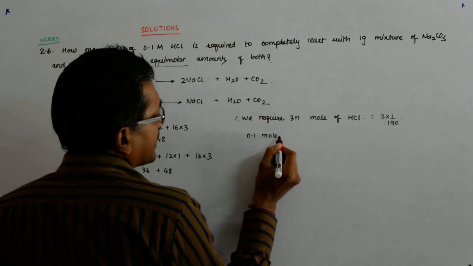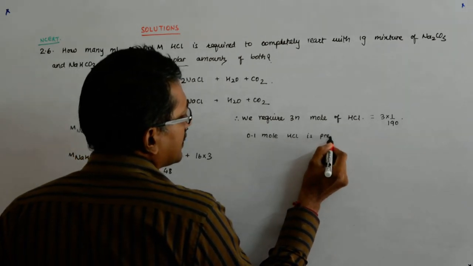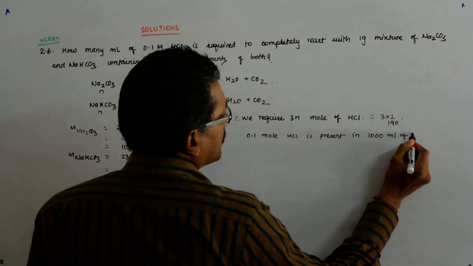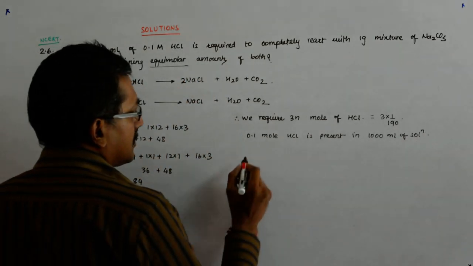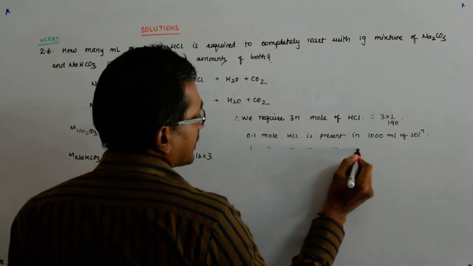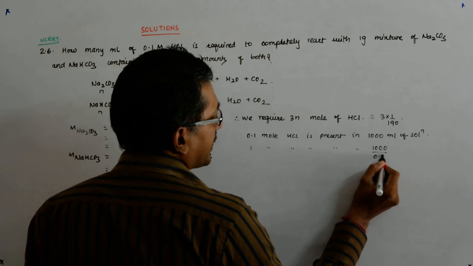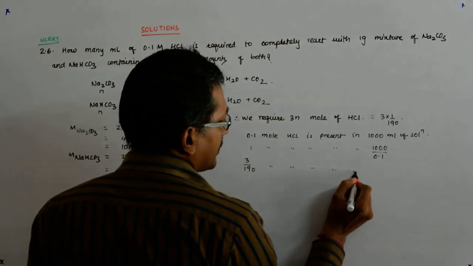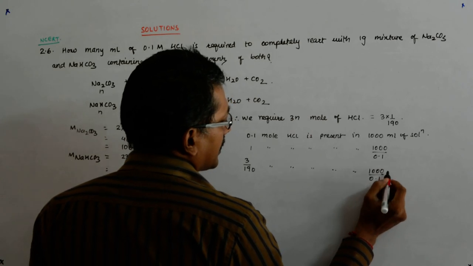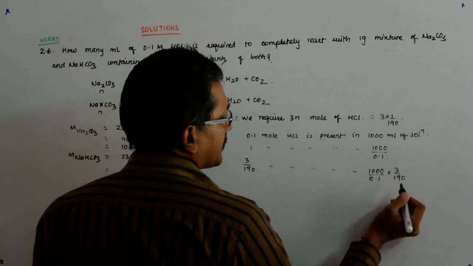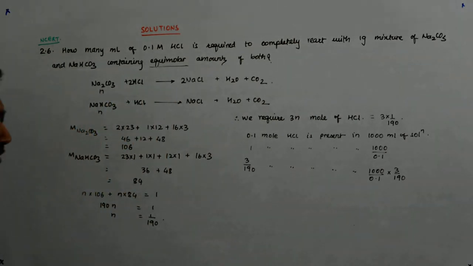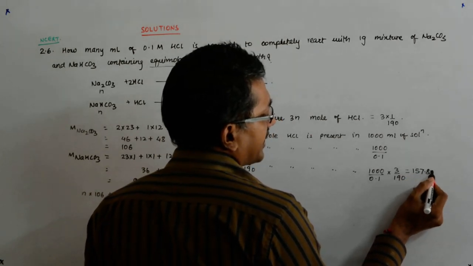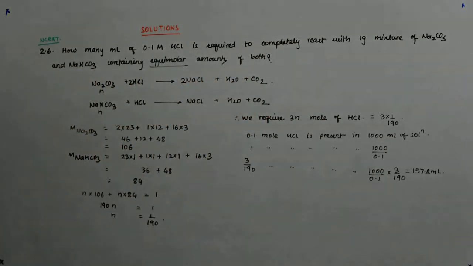0.1 mole HCl is present in 1000 ml of solution, correct? So 1 mole of HCl is present in 1000 upon 0.1. So 3 upon 190 moles HCl is present in 1000 upon 0.1 into 3 upon 190. Correct. And that, if we use a calculator, comes out to be 157.8 ml. So that is the answer. Fine?